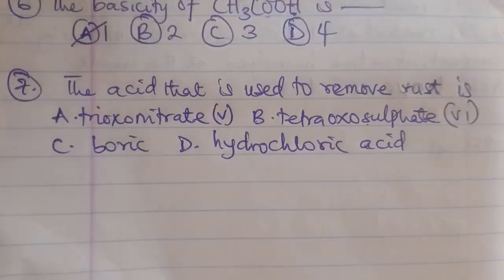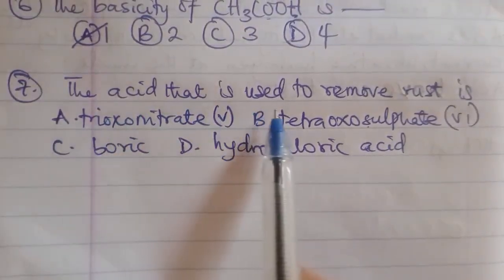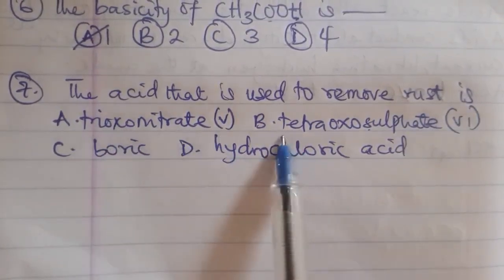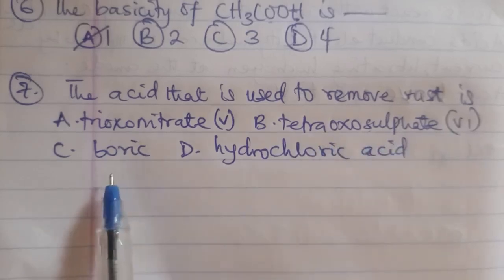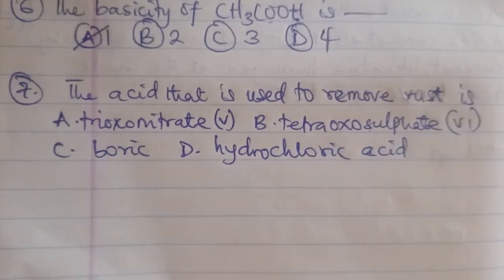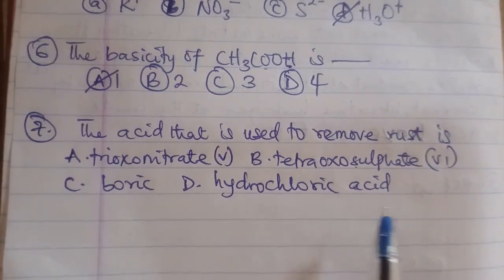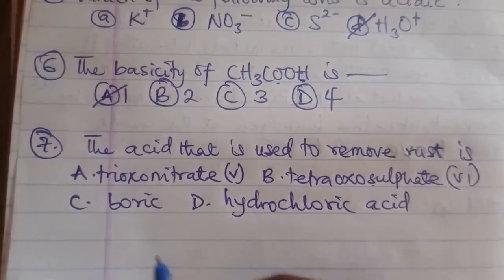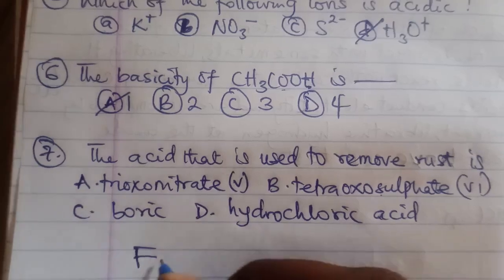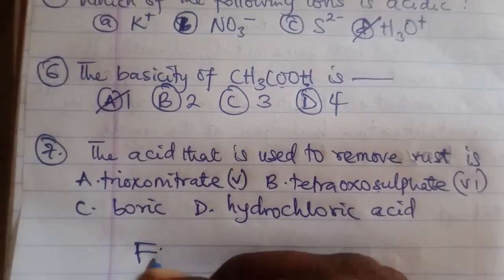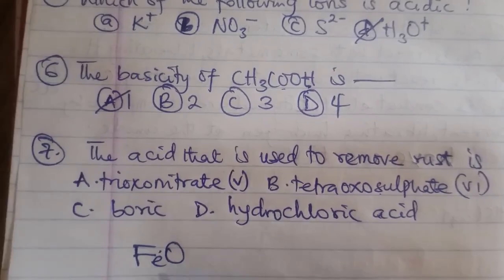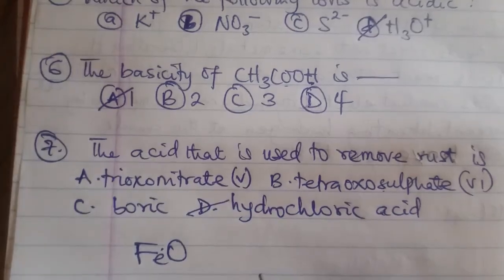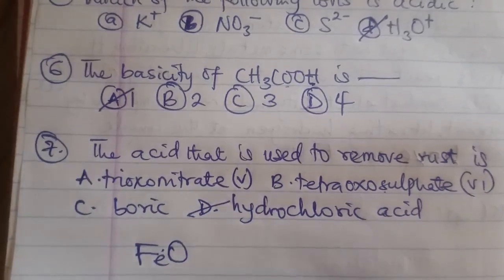The next question says, the acid that is used to remove rust is A. Trioxonitrate 5, B. Tetraoxosulfate 6, C. Boric acid, D is hydrochloric acid. Now we need to know that rust itself is primarily iron 3 oxide. That's what rust is made up of. And hydrochloric acid is very, very effective in dissolving metal oxides.